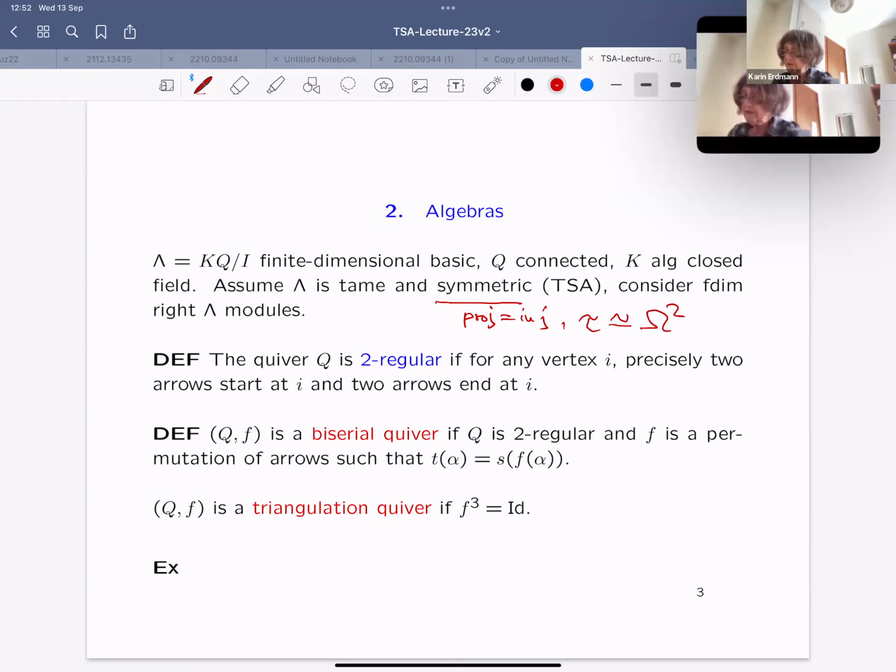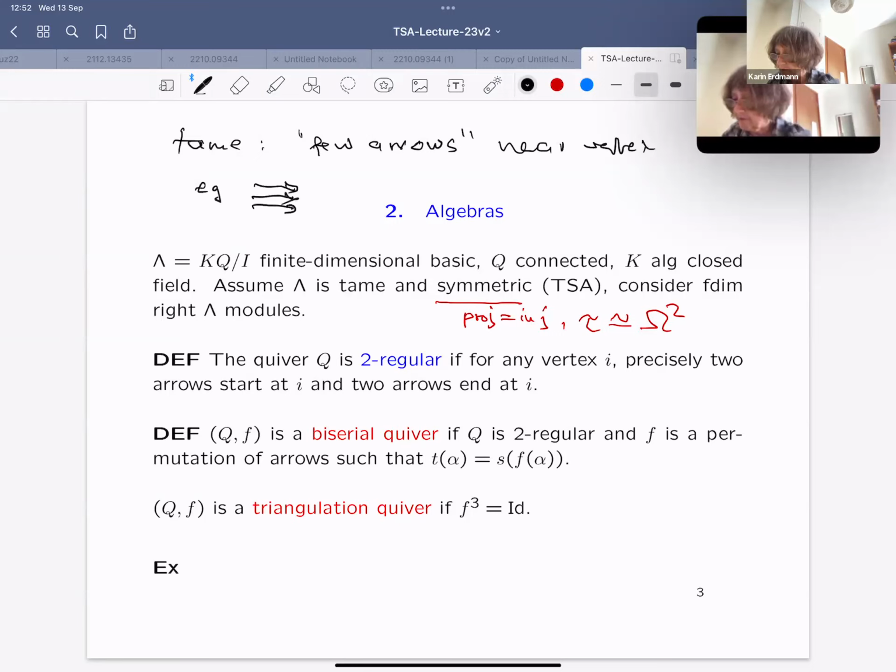So what quivers can you have? For tame, you cannot have too many arrows in the quiver, so few arrows near a vertex. For example, you cannot have something like that. You cannot have triple arrows. This is not allowed, and other things.